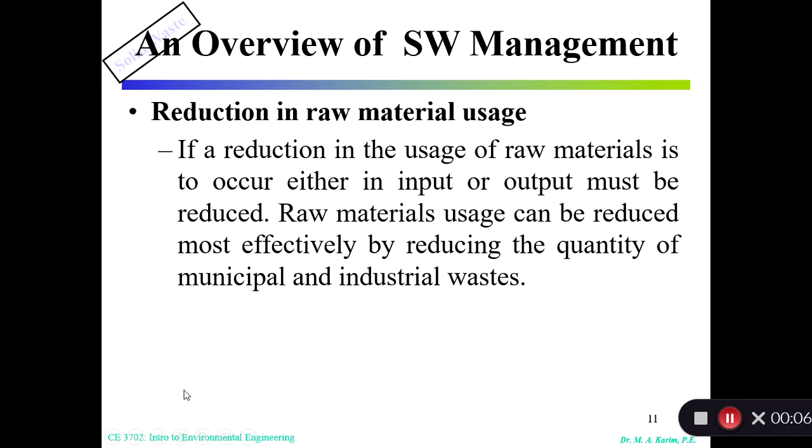Reduction in raw materials usage. If a reduction in the usage of raw material is to occur, either input or output must be reduced. Raw material usage can be reduced most effectively by reducing the quantity of municipal and industrial waste. So specifically for raw materials, like whatever we buy or whatever we use, we should try to use almost 100%, and not waste any of those things to meet this requirement.